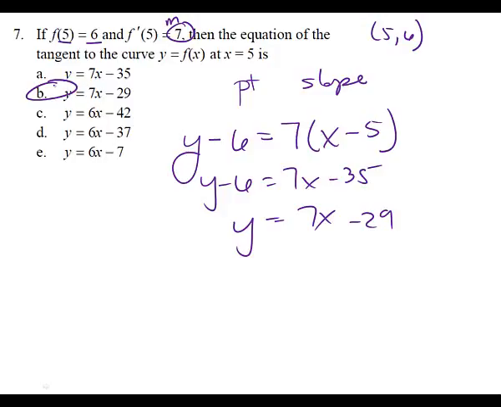All right, what else do we need to talk about? Which one? $25.